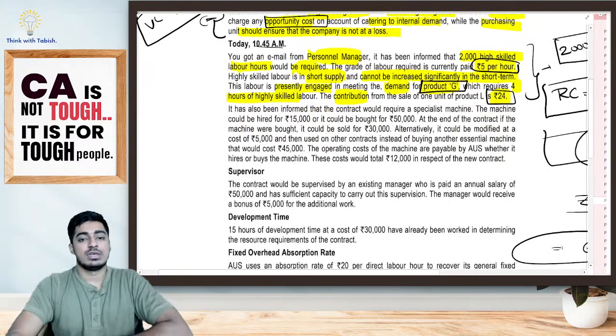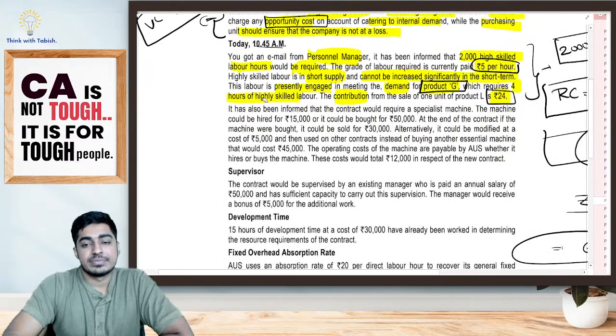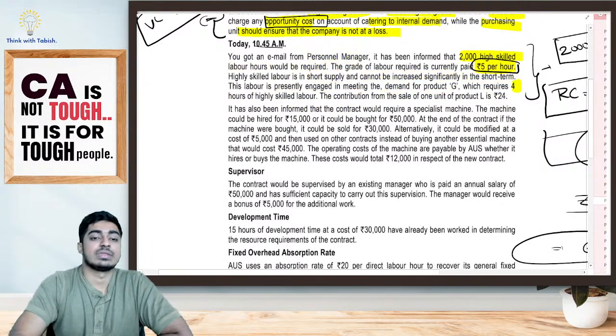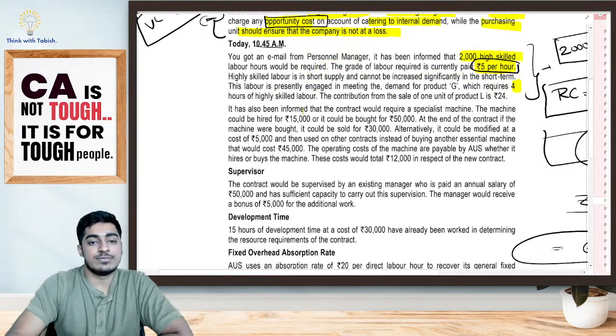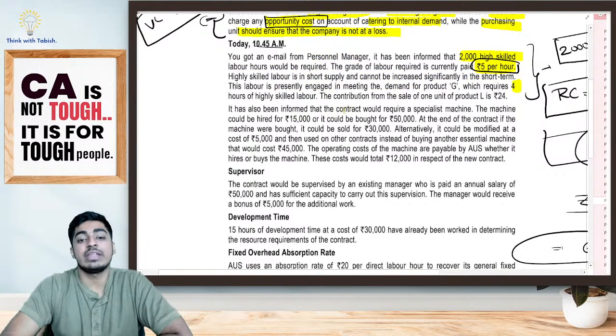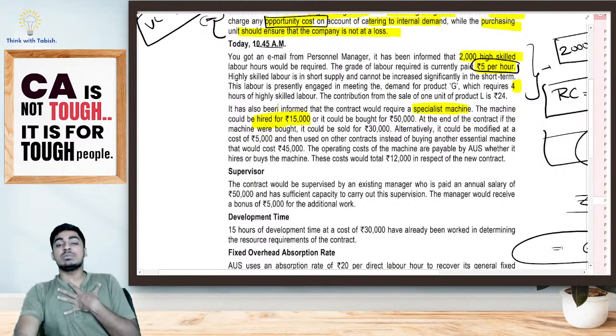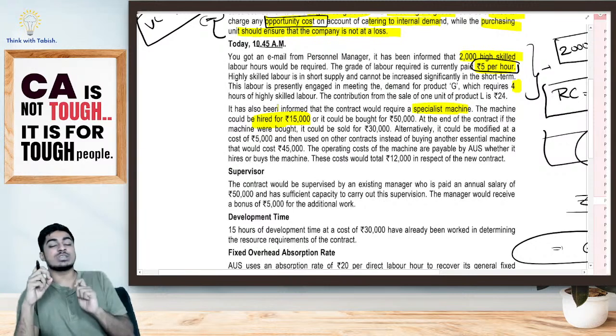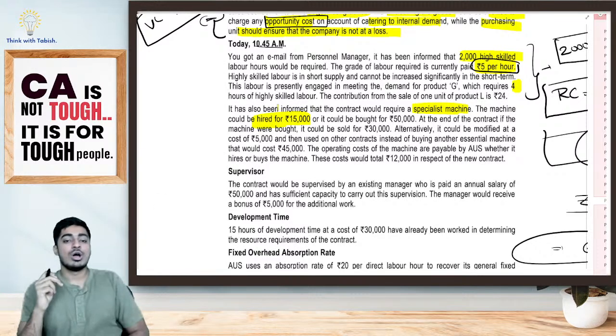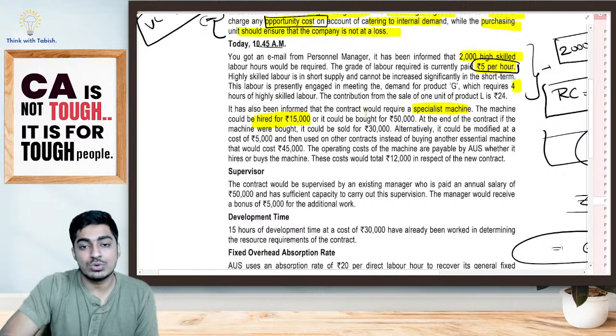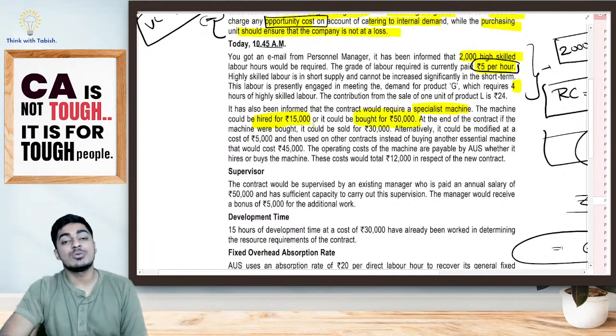Yes, now continuing. It has also been informed that the contract would require a specialist machine. We want a specialized machine. So what are we going to do? The machine could be hired for 15,000. Either I can hire it, and if I hire, I have to pay 15,000. Or I can purchase it. If I am purchasing, how much do I need to pay?